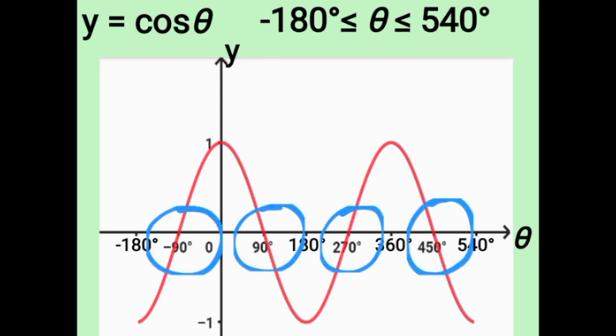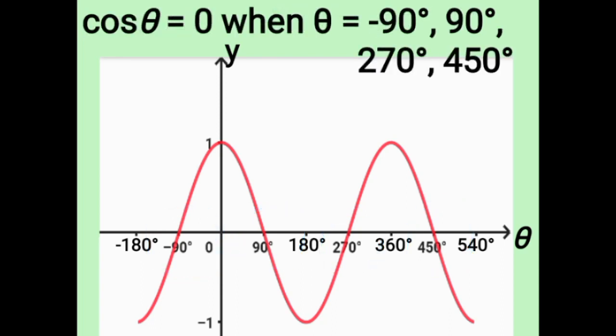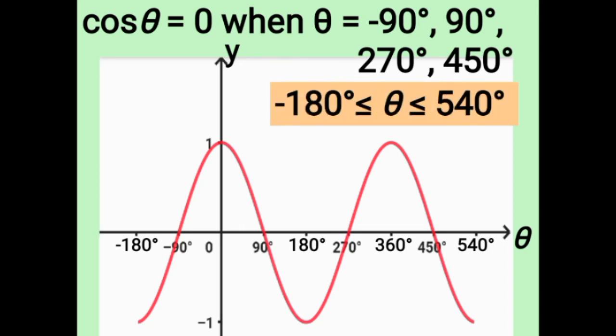Now, here are the 4 points. Since this is the graph of y equals cos theta, we could say cos theta equals 0 when theta equals minus 90 degrees, 270 degrees and 450 degrees. Remember, there are more values for theta, but here I only showed the values for the range theta is greater than or equal to minus 180 degrees but less than or equal to 540 degrees.